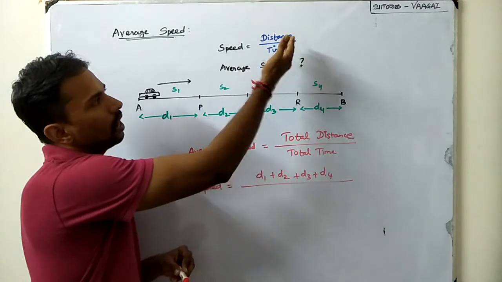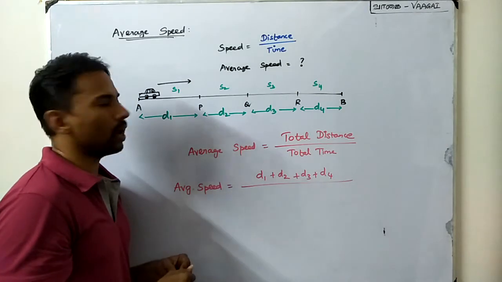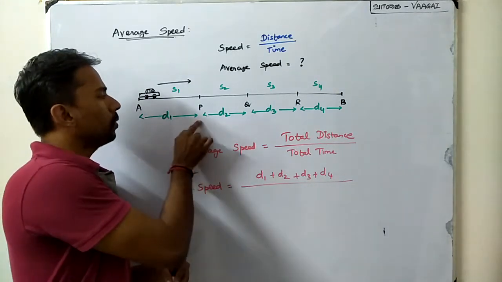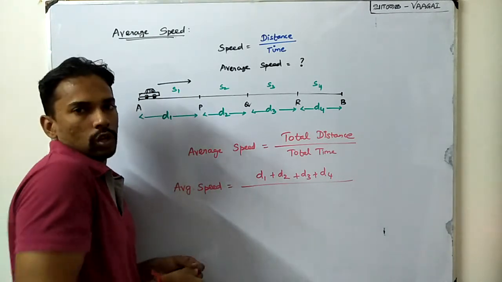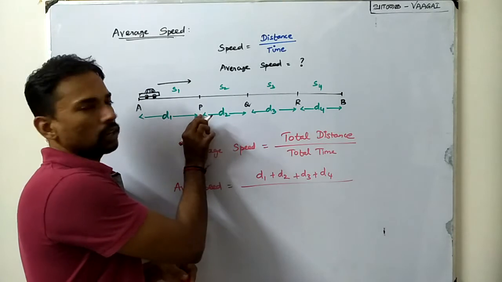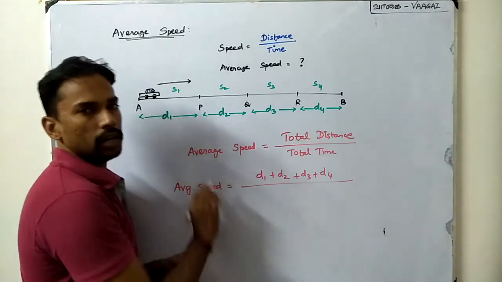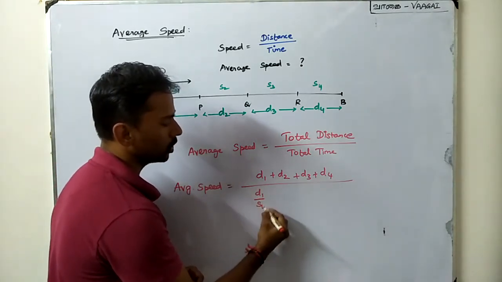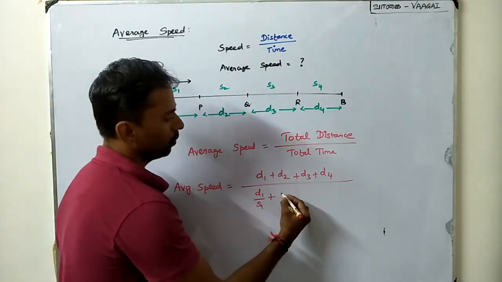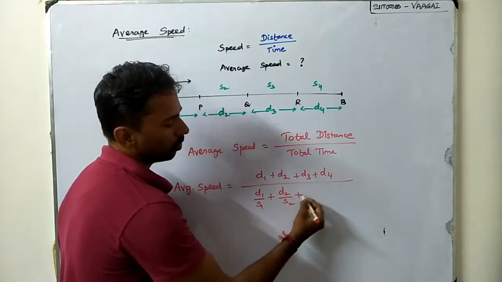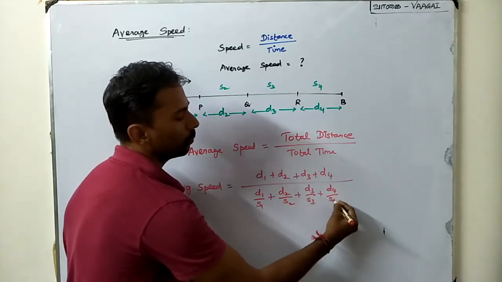Whenever we have distance and speed, we can calculate the time by distance divided by speed. Take this one here, from A to P. If you want to calculate the time taken, we have the distance and we have the speed, so let's divide them. From A to P, how much time does the car take to travel? It will take the time D1 divided by S1. So let me put it here, D1 by S1. Similarly, for the second part, the distance is D2 and the speed is S2, so the time taken will be D2 divided by S2. For the third part, it will be D3 by S3. And finally, it will be D4 divided by S4.